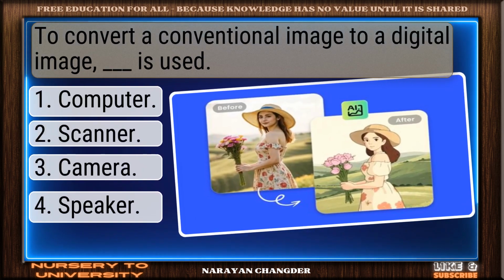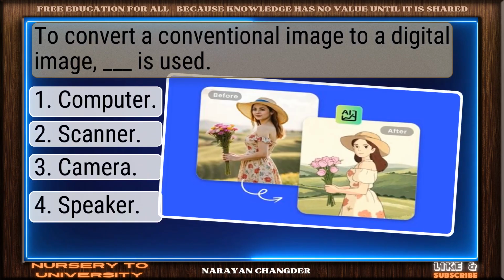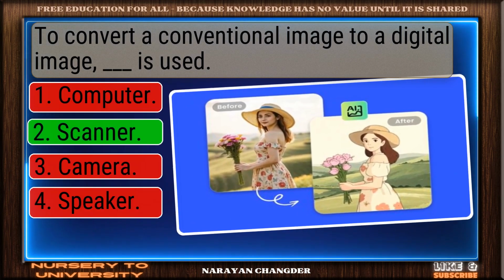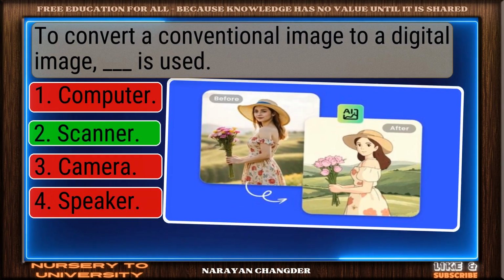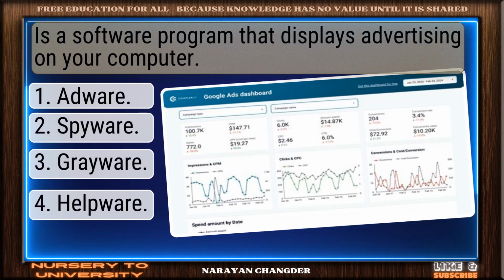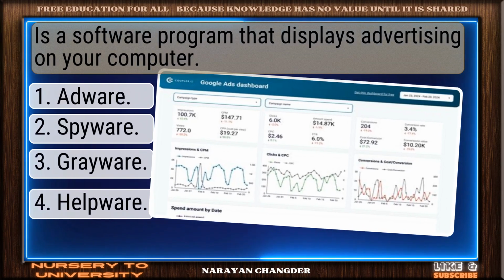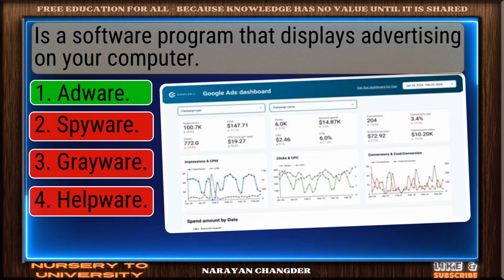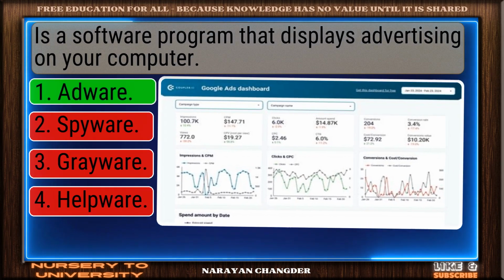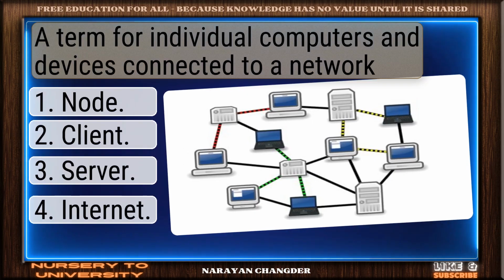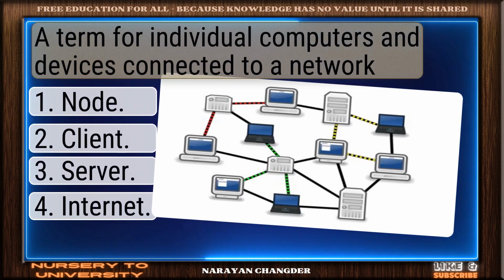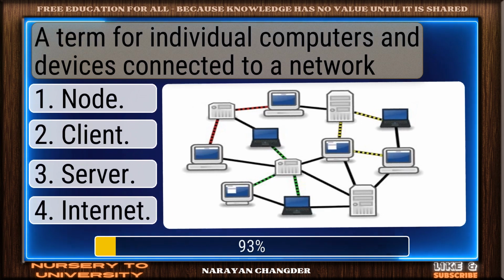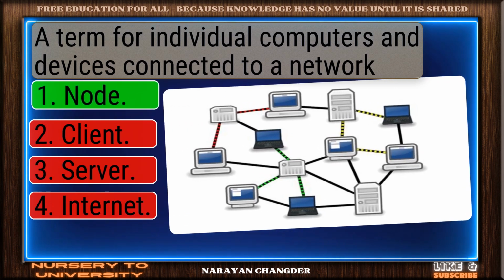To convert a conventional image to a digital image, dash is used. Excellent. Scanner is well reasoned. Is a software program that displays advertising on your computer. Perfect. Adware is the one. A term for individual computers and devices connected to a network. Great thinking. Node is right.